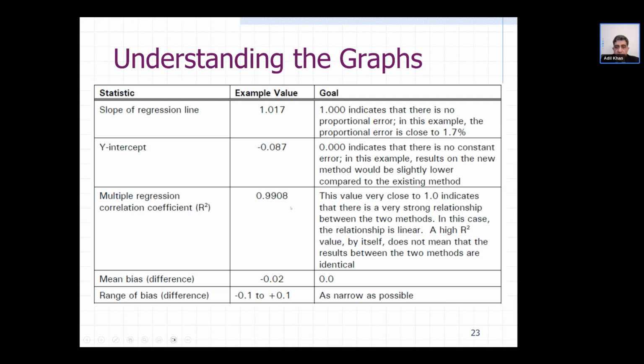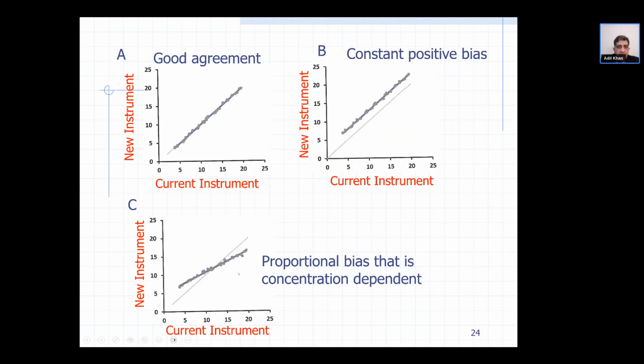The correlation coefficient R squared should be 1 to show that there's a linear relationship. The bias should be as small as possible. So these are some schematics of how the different analyses often appear. A would be an example of a good agreement. In B, there's a constant positive bias. And in C, there's a proportional bias, which is concentration dependent.